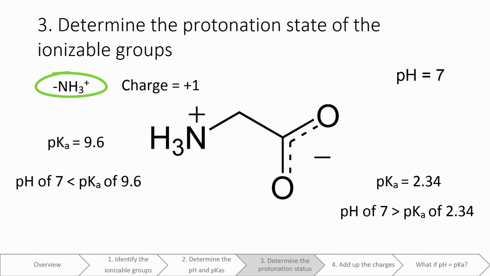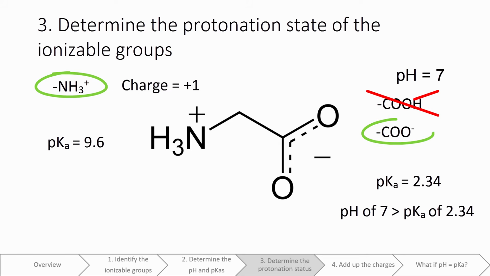At pH 7, the pH is much higher than the pKa of the carboxyl group at 2.34. This means that the carboxyl group will be predominantly deprotonated and exist as COO-, with a charge of -1.